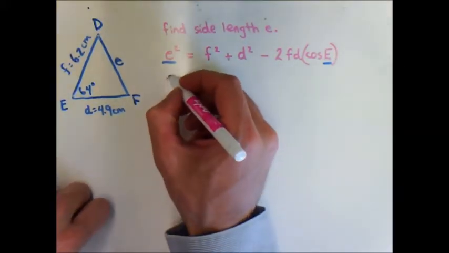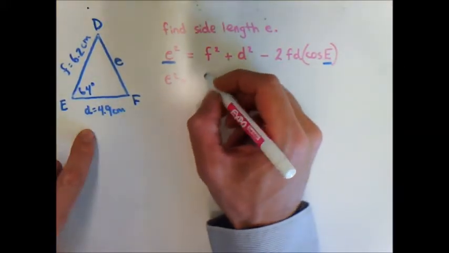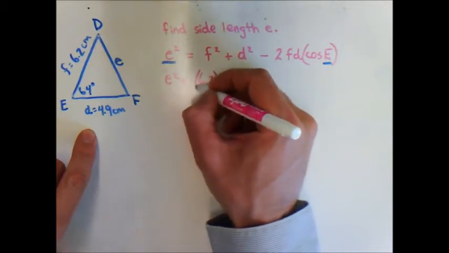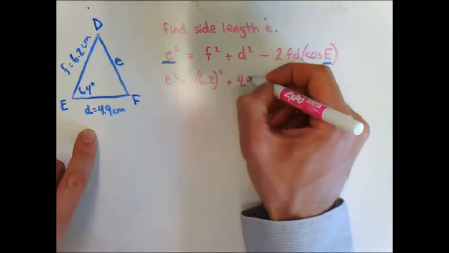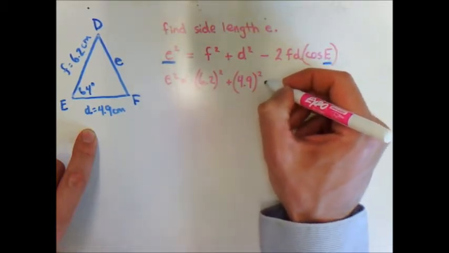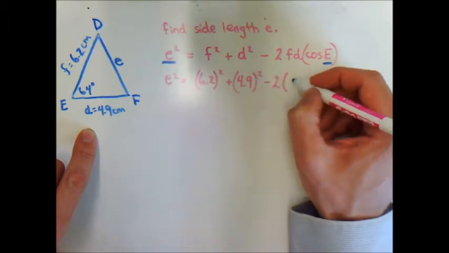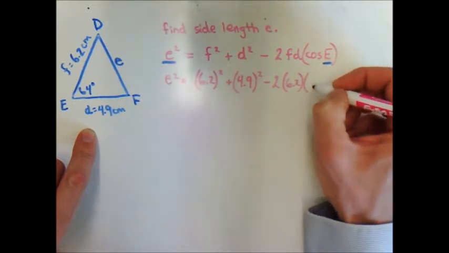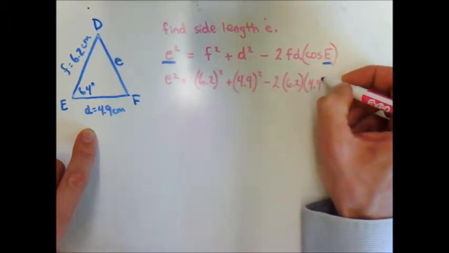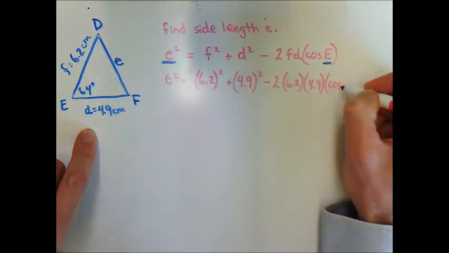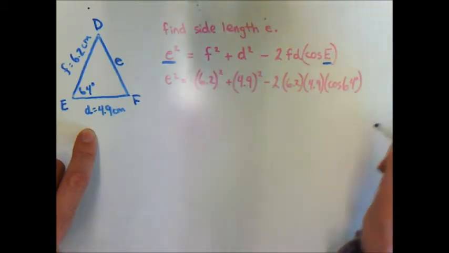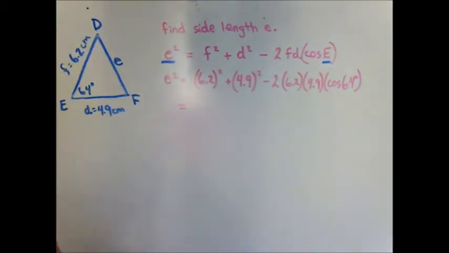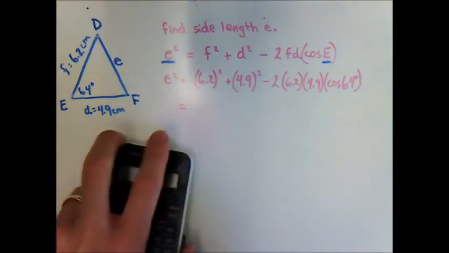Fill in what we know. E squared is going to equal f squared, which is 6.2 squared, plus d squared, which is 4.9 squared, minus 2 times f, which is 6.2, times d, which is 4.9, times the cosine of angle E, which is 64 degrees. Everything there is plugged in. All you should have to do is put the whole sentence in your calculator.